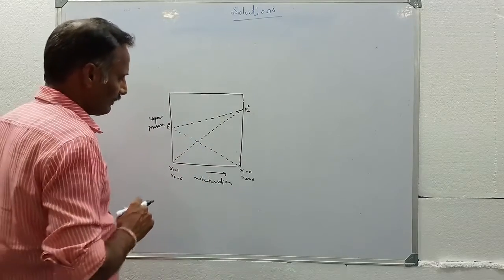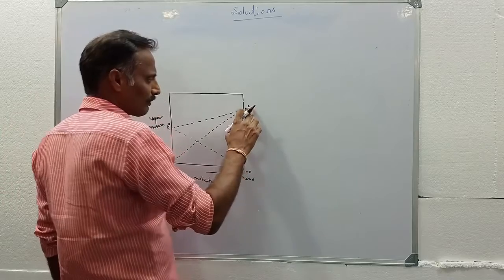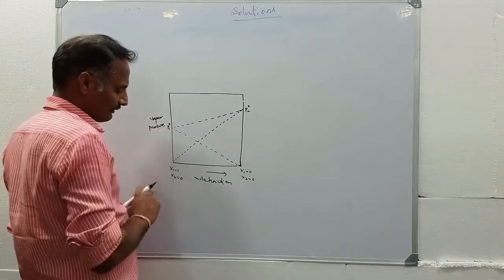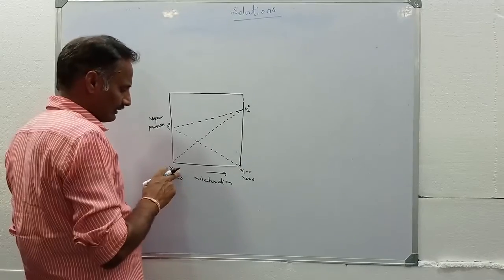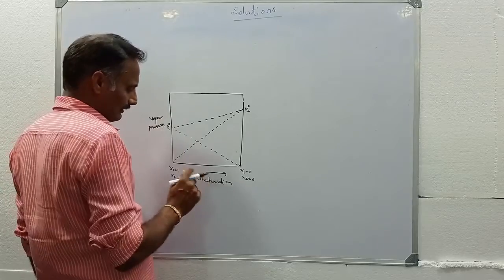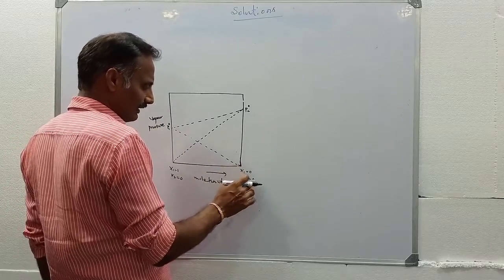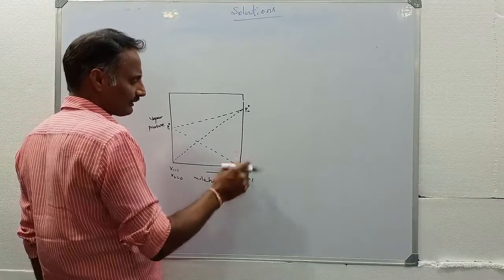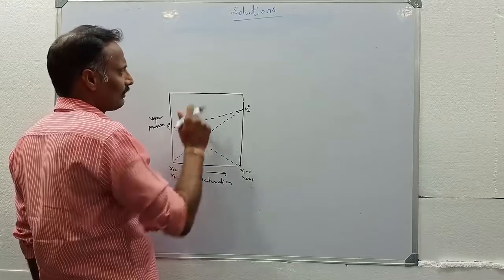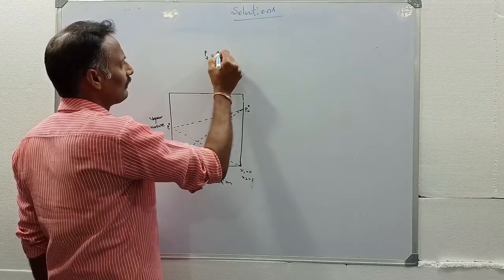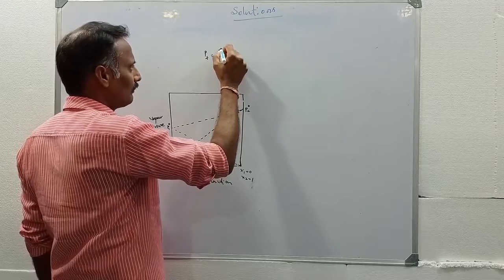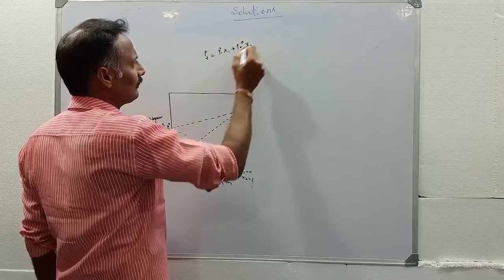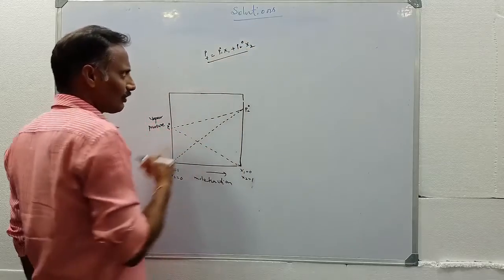For ideal solutions, P2 naught is the vapor pressure of the pure component 2, and P1 naught is the vapor pressure of the pure component 1. Here x1 equals 1 and x1 equals 0, x2 equals 1 and x2 equals 0. P total is equal to P1 naught x1 plus P2 naught x2. This is P total according to Raoult's law.